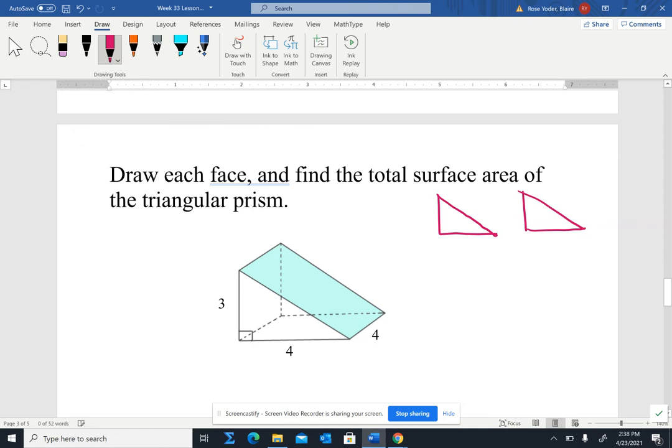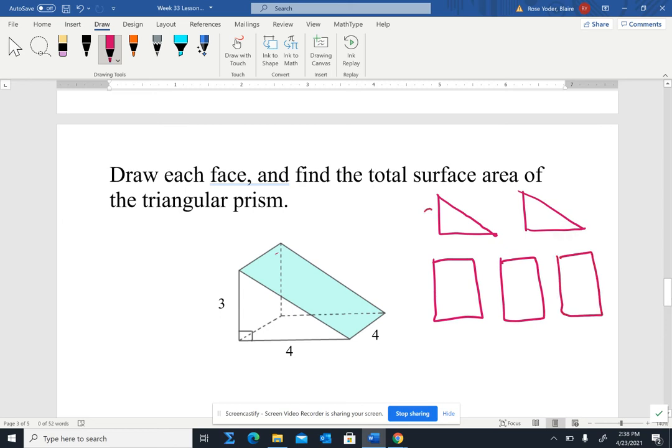And then how many rectangles do I have? Take a look at it for a minute. I have this one on the left. I have this one on the bottom. And then I have this slanted one. So I'm going to draw 3 rectangles. Don't be mistaken. They are not all 3 the same. In fact, all 3 of them are different. So we have to be really careful.